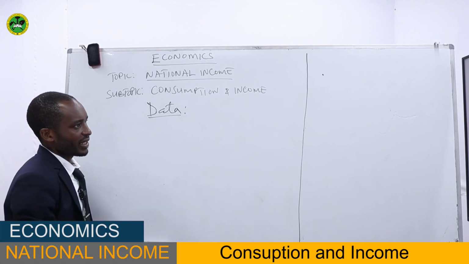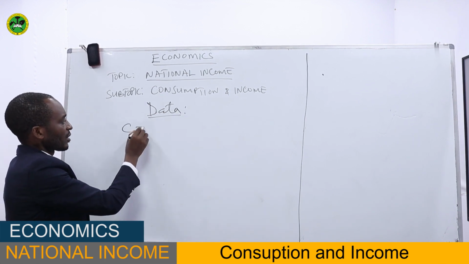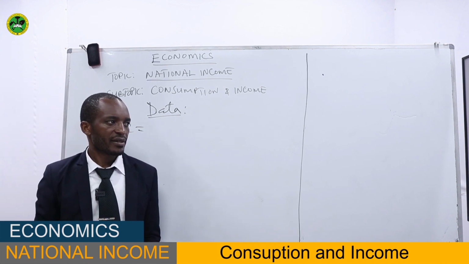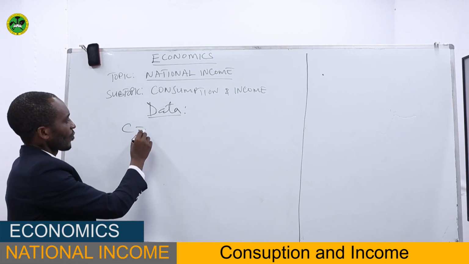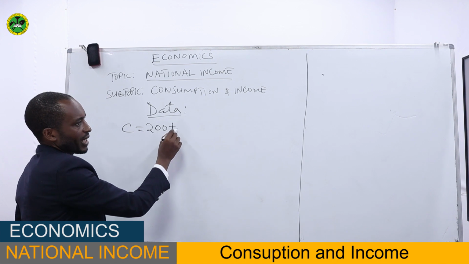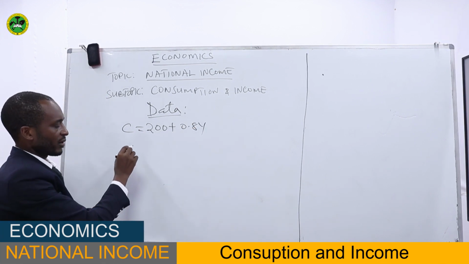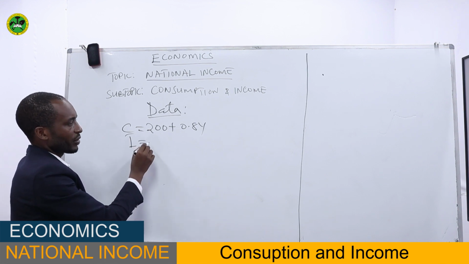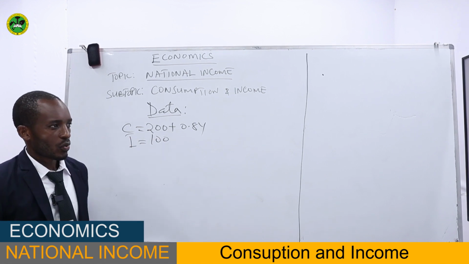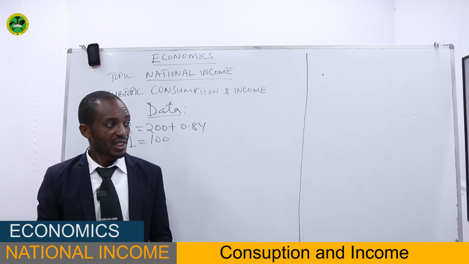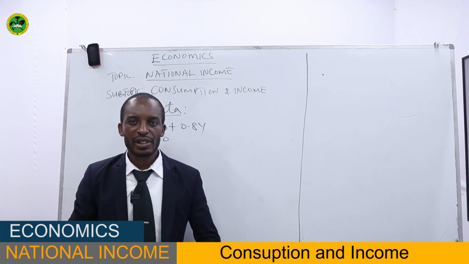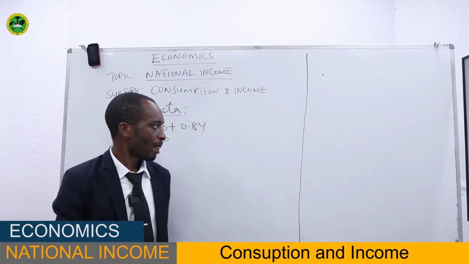The data which we are given is that consumption is 200 plus 0.8y, then investment equals 100. Now we are asked to find the equilibrium level of income.